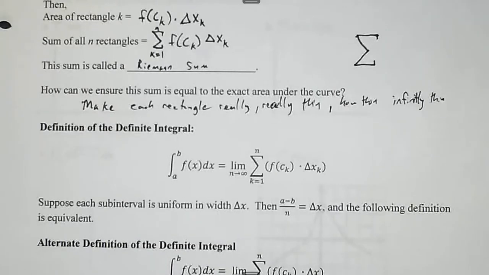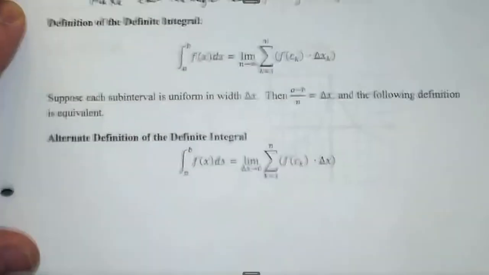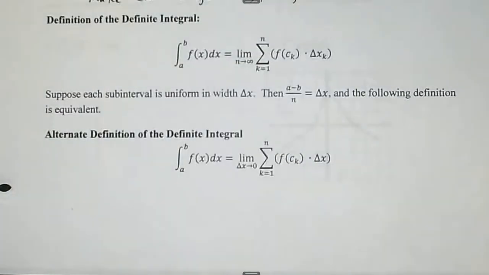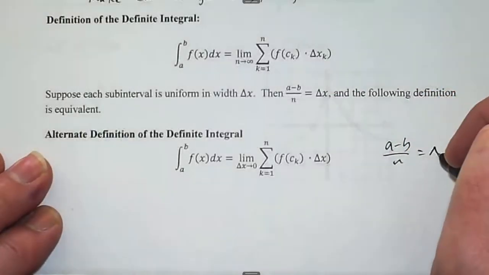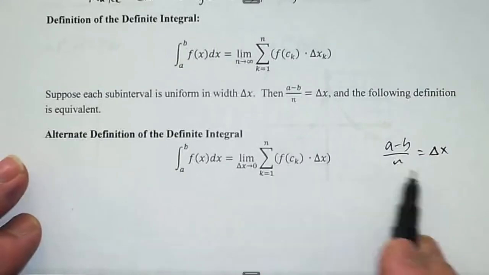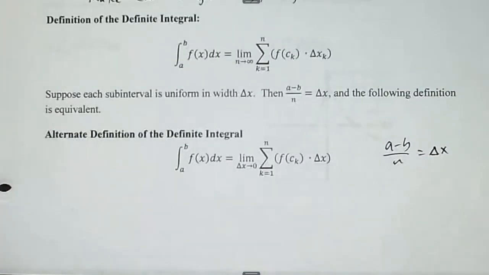And the following gives us an equivalent definition, so I'm calling this the alternate. We can't do calculus without an alternate, right? This is the alternate definition of the definite integral. The integral from a to b of f of x dx is equal to the limit as delta x goes to 0 of the sum from k equals 1 to n of f of c sub k times delta x. Now, you have to know that we're assuming that (b minus a) over n is equal to delta x. So what is n? n is the number of subintervals, right?